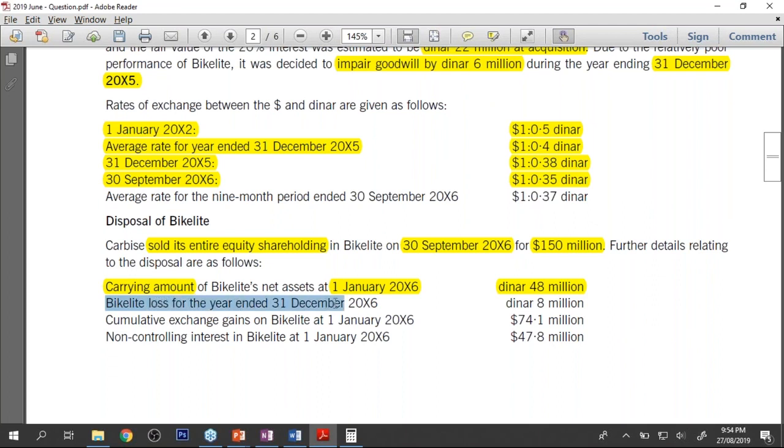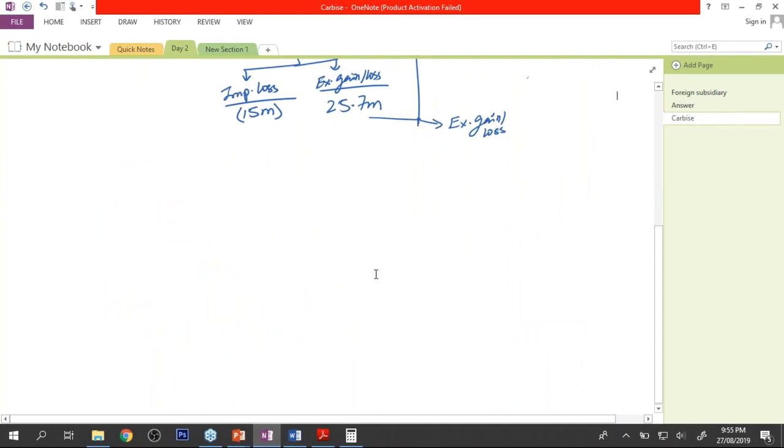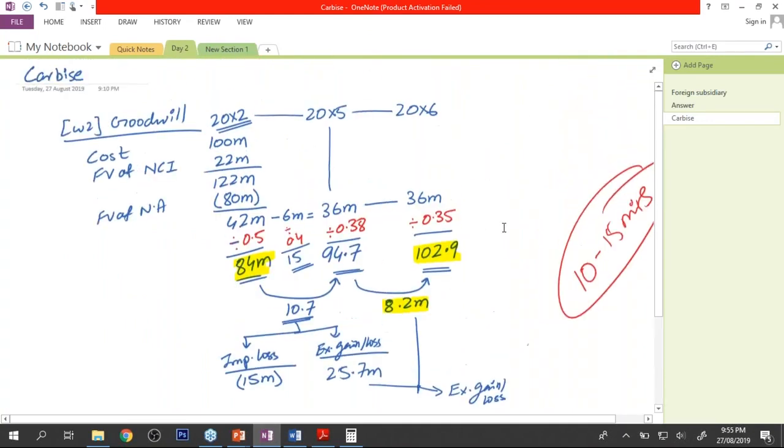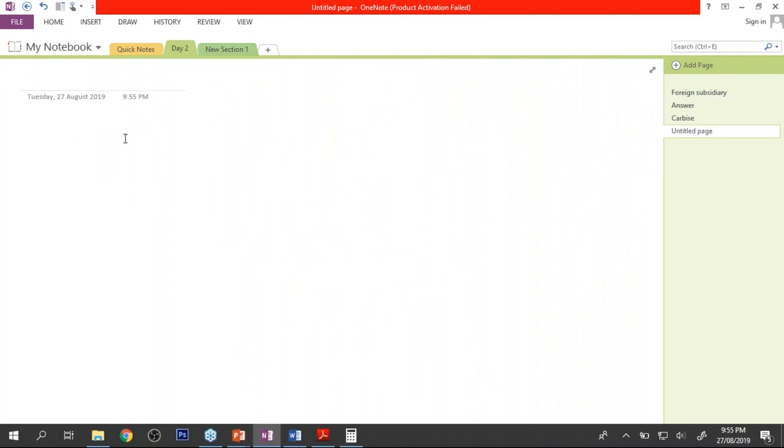Bikelight's loss for the year ended 31st December 20x6 was 8 million dinars. So by using these two values, we can calculate the net assets at the year end. Cumulative exchange gains on 1st January were 74.1 million, and the non-controlling interest at the start of the year was 47.8 million. So now using these values, we are going to calculate working number one.